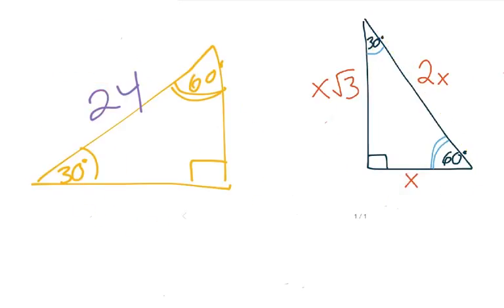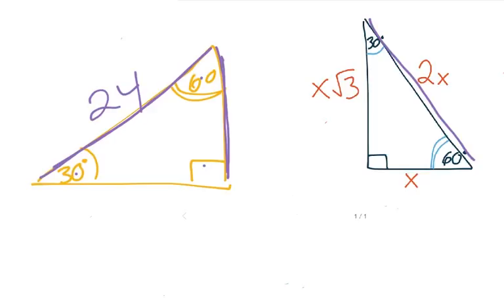Alright, here's another one we're going to try together. Notice that this is also a 30, 60, 90 triangle, except I flipped it on its side to make it a little more challenging. And take note that the side that I give you this time is the hypotenuse. Alright, that compares to the 2x here. So the first side we're going to want to find is the short side of our yellow triangle here.